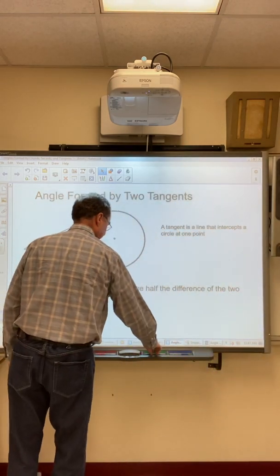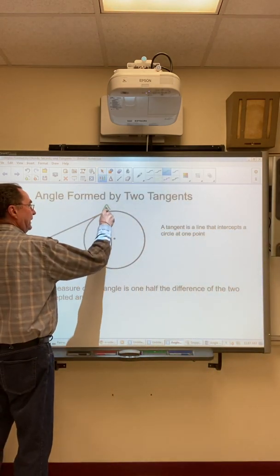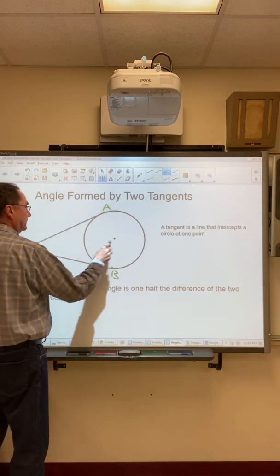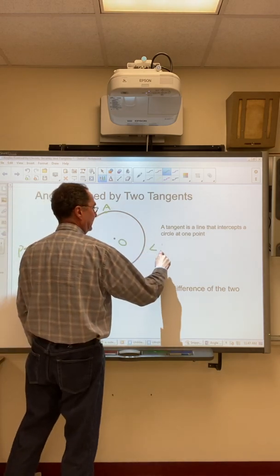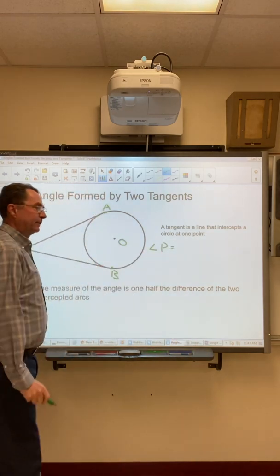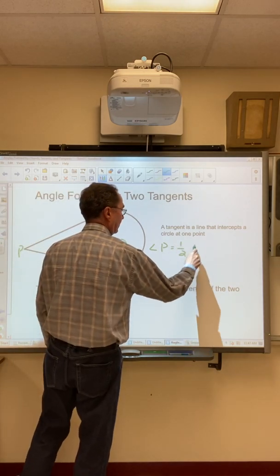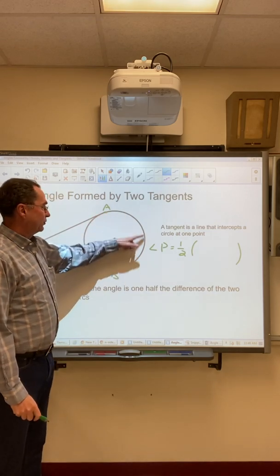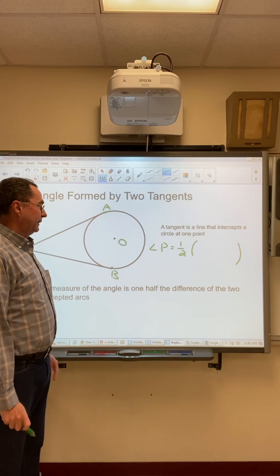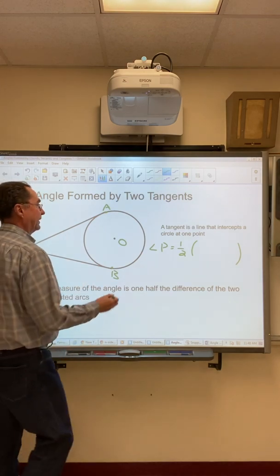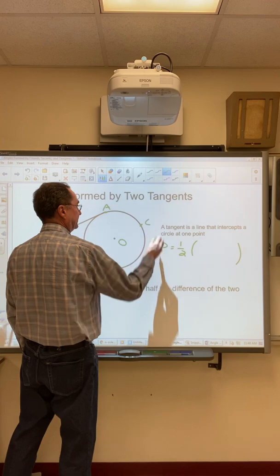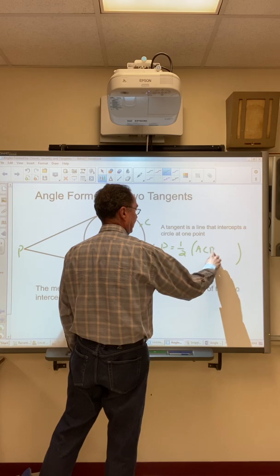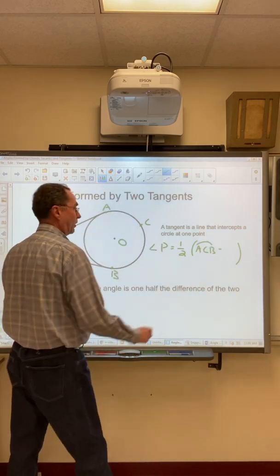Now the thing about the tangent, this is point A, this is point B, this is angle P, there's circle O. Angle P is half of the two arcs. Well, both arcs are called AB. This is major arc AB, this is minor arc AB. In order to distinguish, we have to add another point. Let's call that point C. So you take the major arc, which is ACB, subtract the minor arc AB.